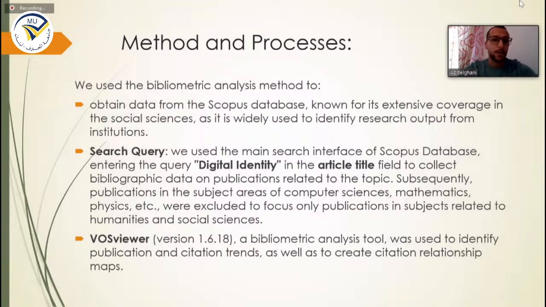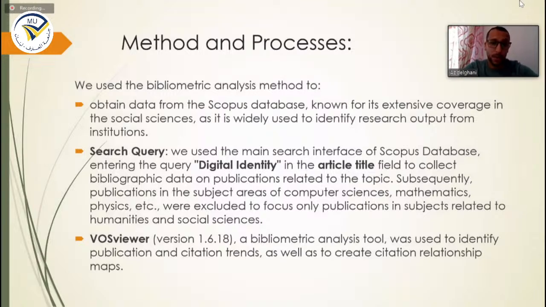We used in this study the bibliometric analysis method to obtain data from the Scopus database, known for its extensive coverage in the social sciences, as it is widely used to identify research output from institutions. For the search query, we used the main search interface of the Scopus database, entering the query digital identity in the article title field to collect bibliometric data on publications related to the topic.